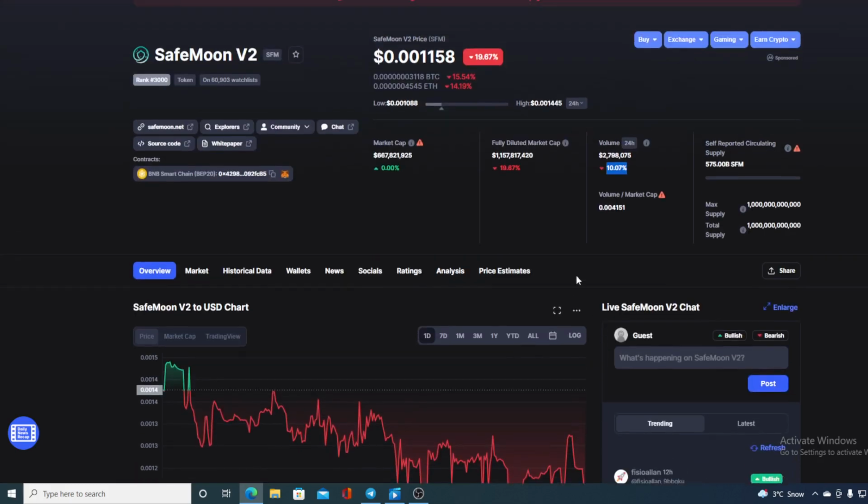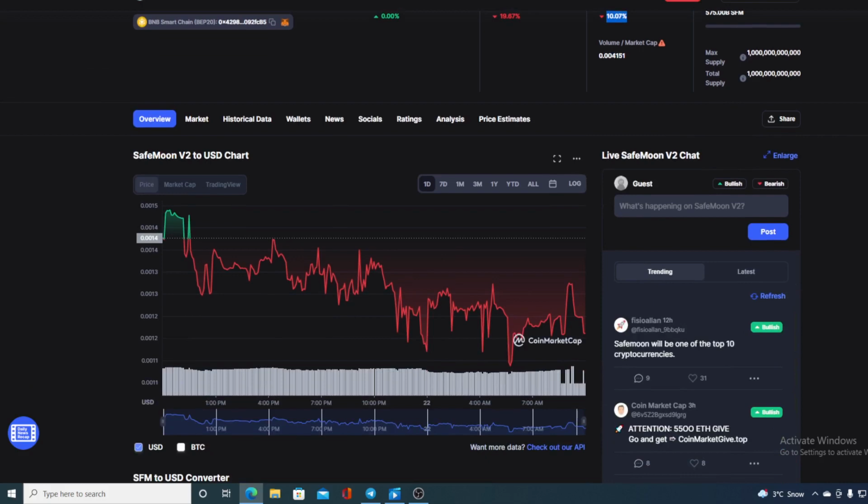Check this out, folks. Safemoon value at the moment is 0.201158, which is actually a drop of 19.67% in the last couple of hours. And take a look at the trading volume. The trading volume is also down by 10.07%. Now, if we look at the last 24-hour chart, we can see that it's mostly in the red. We did start the day in the green, but then it started dropping, which got us to here.